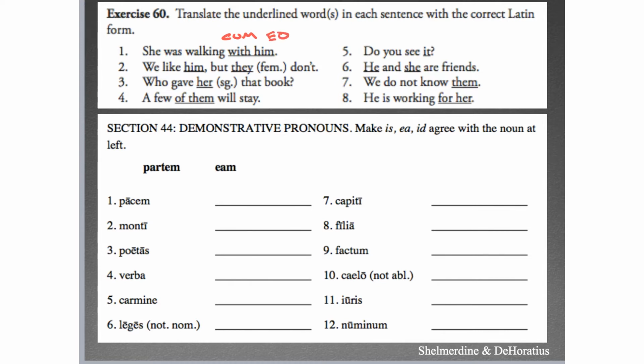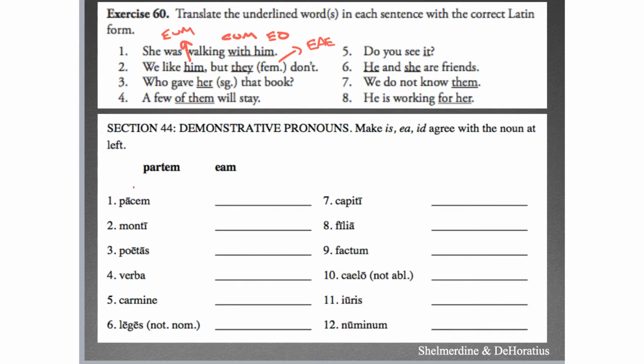We like him, but they, female they, don't. Same thing: what's the accusative singular of is, ea, id? That's going to be eam, and then the nominative plural is going to be eae. So just use these as ways to get used to and practice with the forms of is, ea, id. Same thing here, except they're just going to agree.